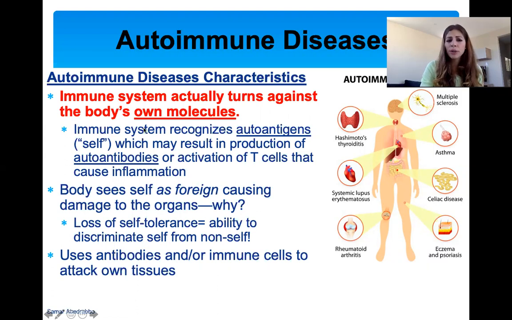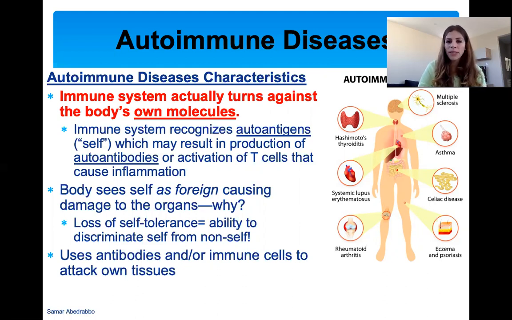This is when your immune system recognizes its own antigens, its own body, as an antigen, starts producing antibodies against its own tissues, or activating T cells that cause major inflammation. So the body sees itself as foreign, leading to damage of those organs. And again, this is due to loss of self-tolerance. This is a big area of research.